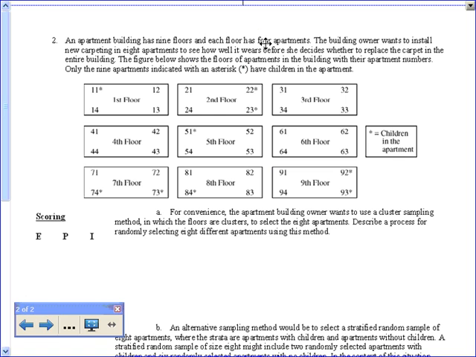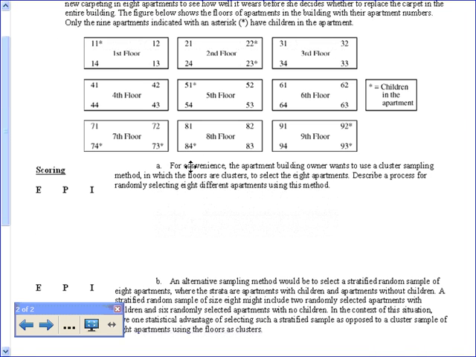Okay, the question on the back is about 8 apartments being picked, because we're going to replace carpet in a building. This is apartments and these are the floors. There are 9 floors. The asterisk says that there are kids. So some apartments have kids, some don't. They're sort of spread out throughout.